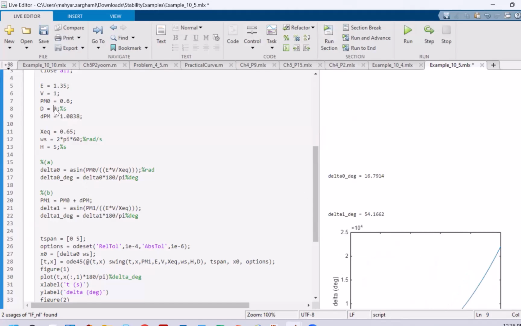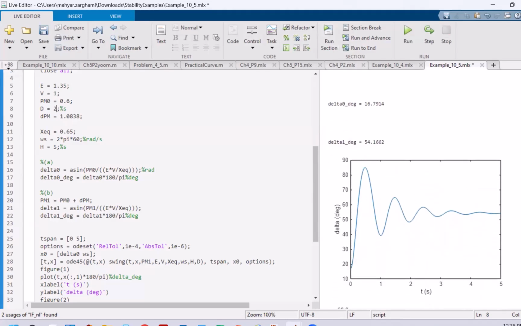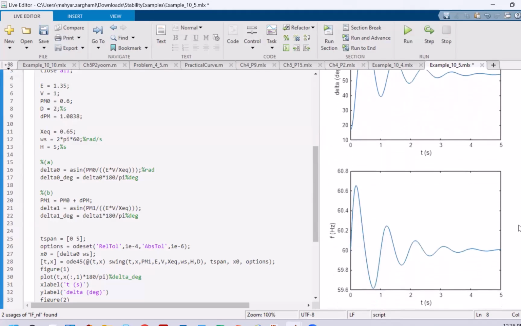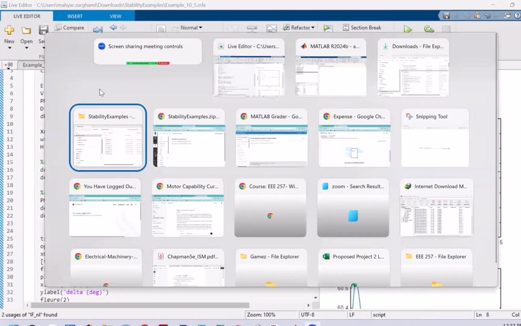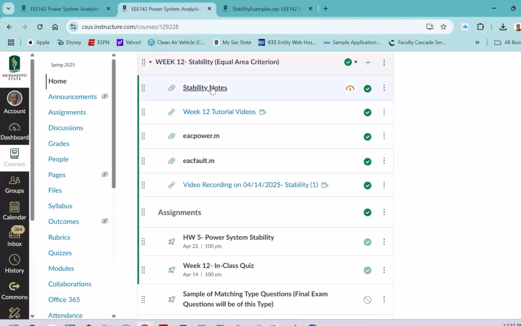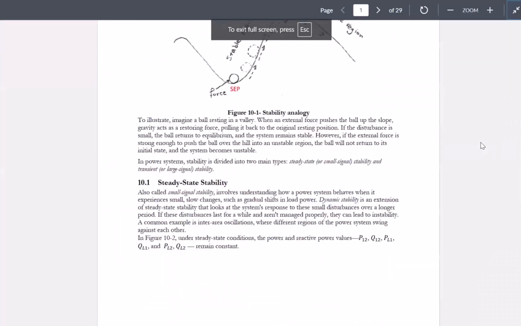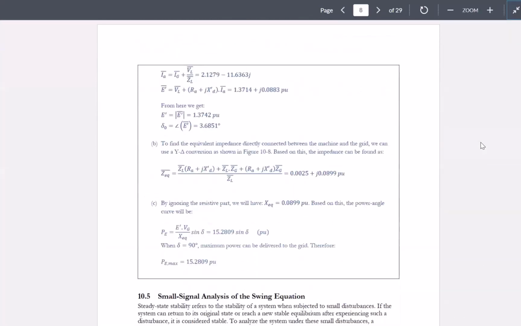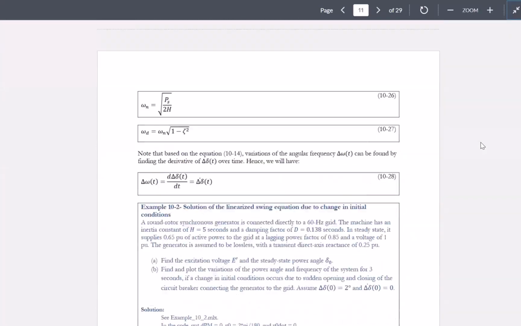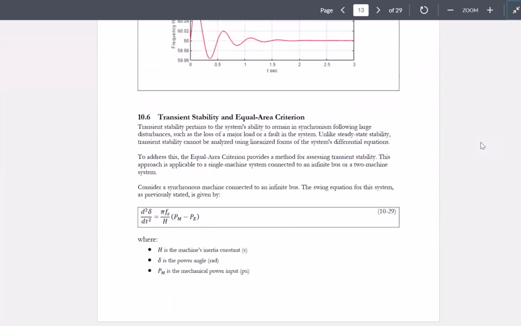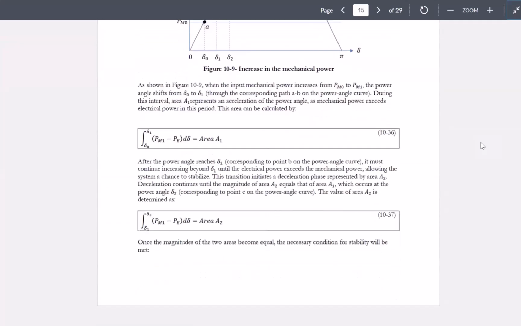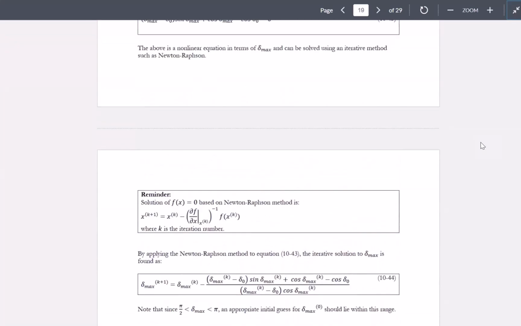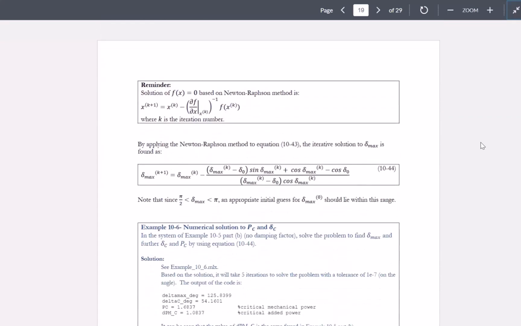Once you add damping, and damping always helps with stability, even though that extra power has been pushed, you will still get a system that will be stable. But we wanted to see if you can find a method that, without using the simulation, could help you understand the maximum power that you can push through the mechanical side so that the system can still remain stable. And that's based on those equal area criterion equations that we wrote.